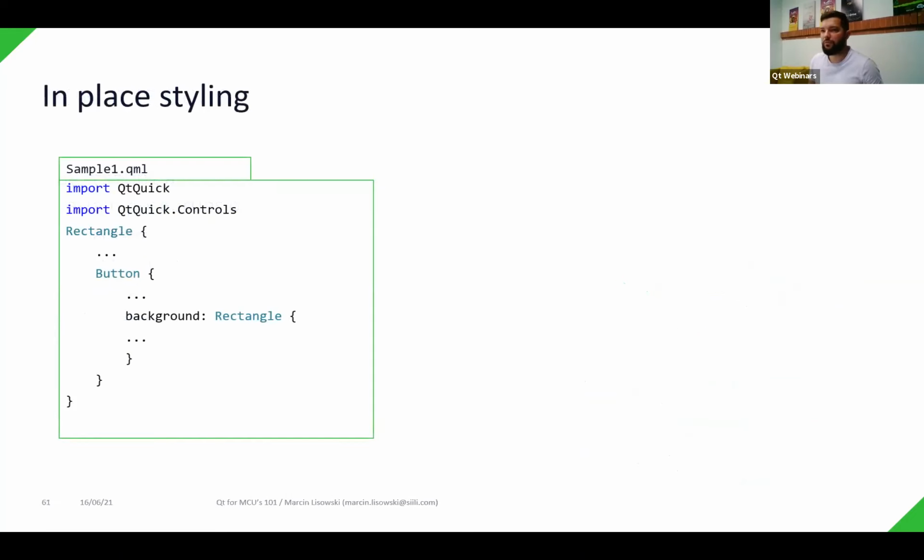And this is a short example of in-place styling. You have a piece of your QML UI definition, and you have a rectangle, and in the rectangle we have a button that has a custom background. By overriding the background property with your style, we are telling that our button will have a background with a rectangle and possibly other things inside.